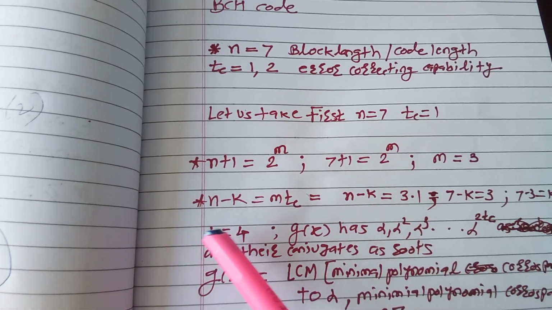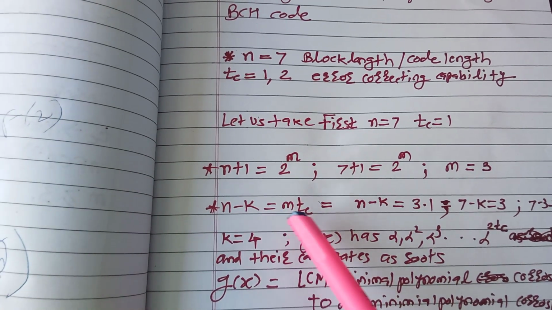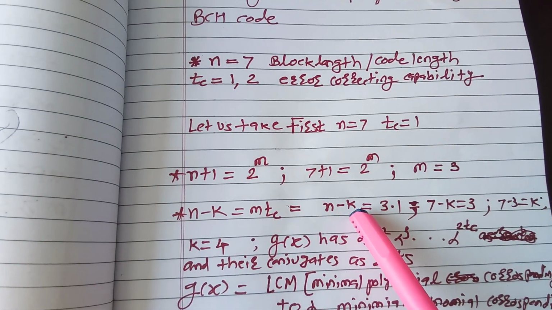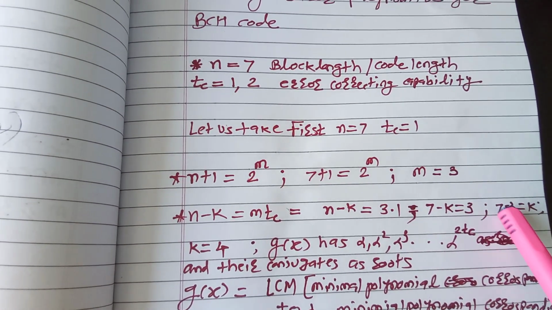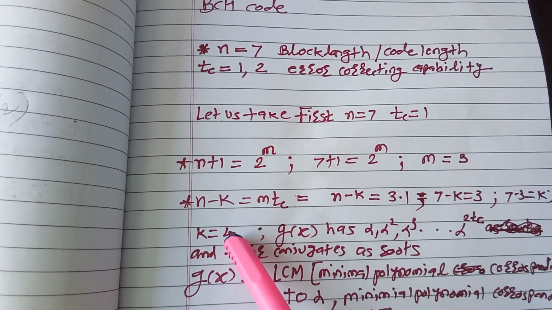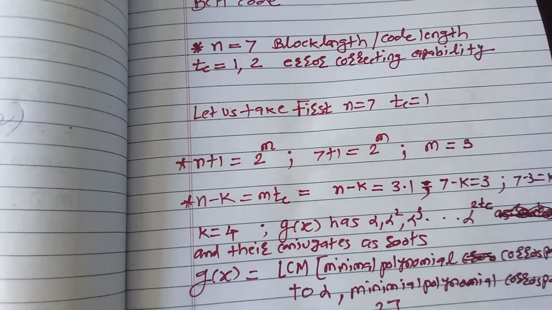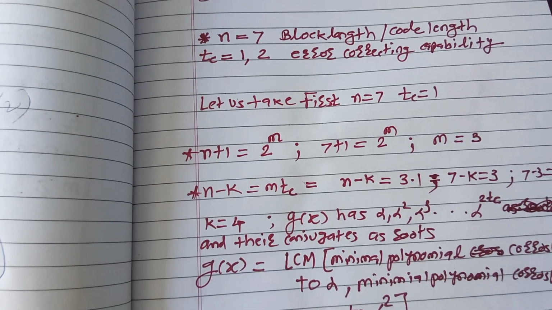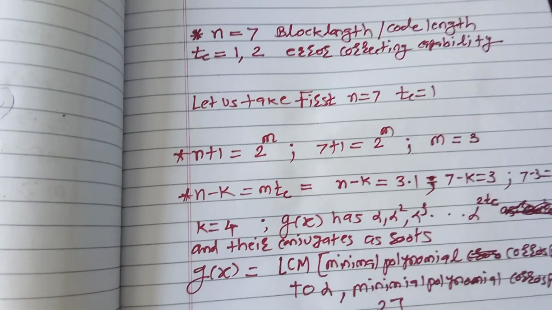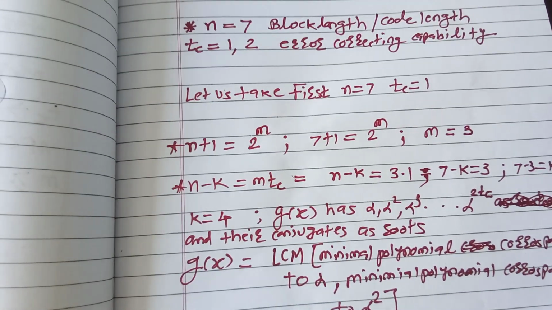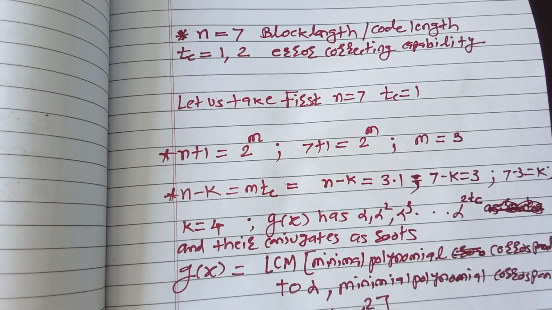So m we got. Then after that n minus k is equal to m tc. This is the new equation in BCH code. n minus k is equal to m tc. So n minus k is equal to 3 into tc, which is equal to 1. So 7 minus k is equal to 3. So 7 minus 3 is equal to k. So k equal to 4. So we got the specification for the code, that n equal to 7, that is number of code word bits are 7, number of message bits are 4. That means it takes the number of message bits equal to 4. m is equal to 3, that means we are using the extension field Galois field 8, that is Galois field 2 raised to 3. TC is equal to 1.